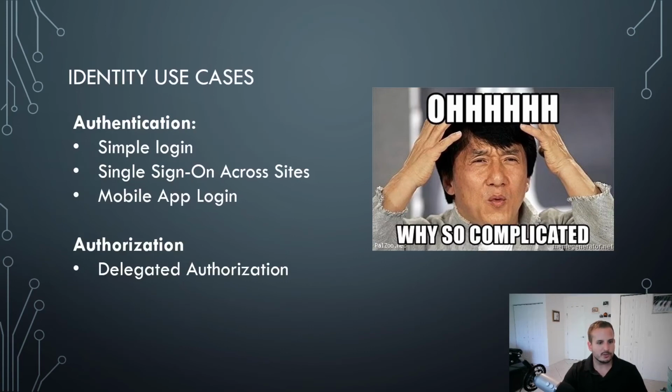All right, so let's shift gears a little bit. Let's talk through identity use cases. And this is not specifically catered towards OAuth 2.0. We're just talking about identity in general, in which case we have three primary authentication use cases. So we have things like a simple logon form.